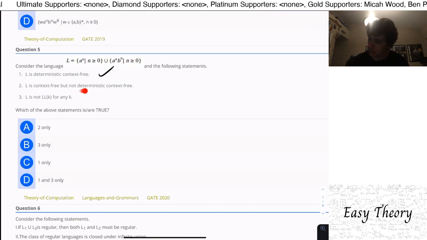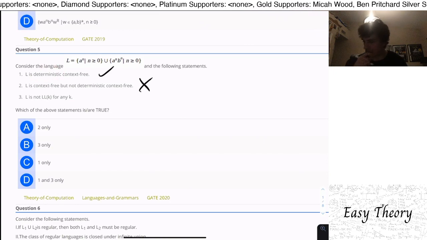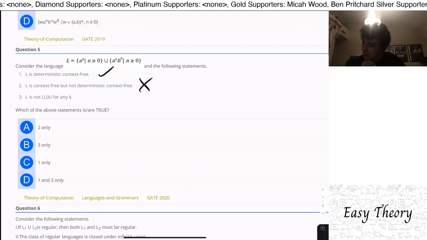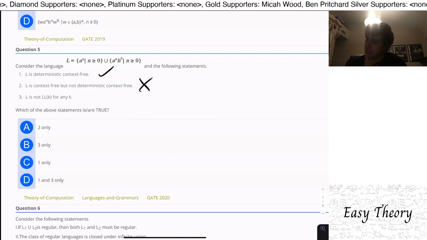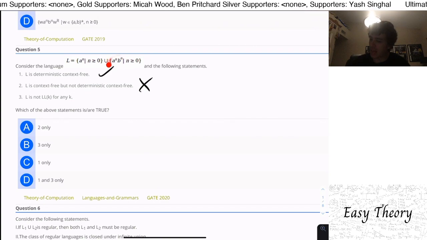L is context-free but not deterministic context-free. No, because we know it's deterministic context-free. L is not LL(k), so essentially what that means is, can we actually look forward k characters? And it's not, because we can have the n grow as large as we want. So this one is also true, so it's 1 and 3.